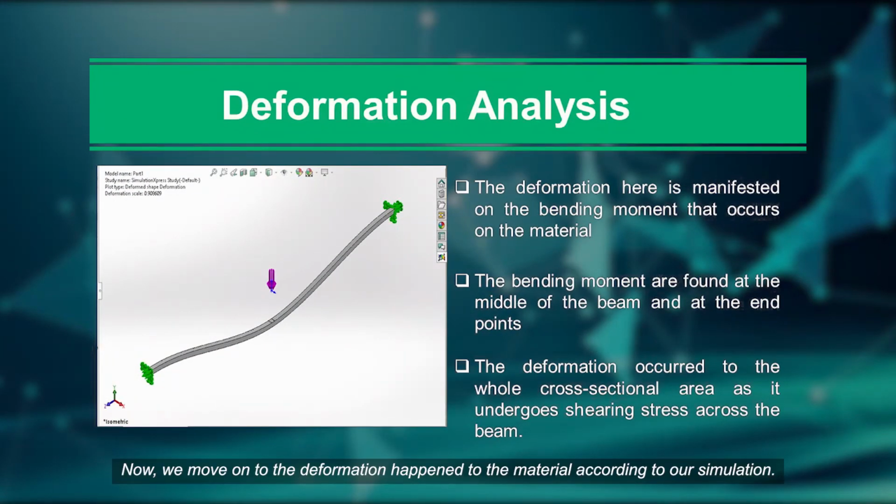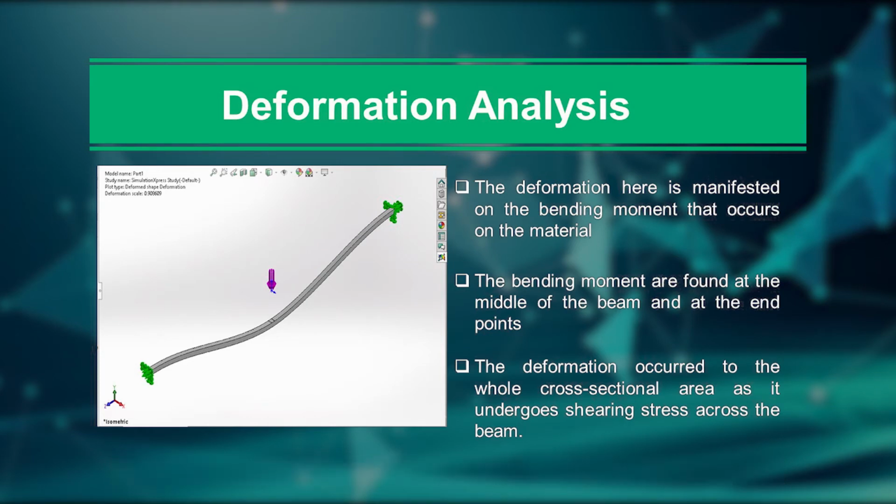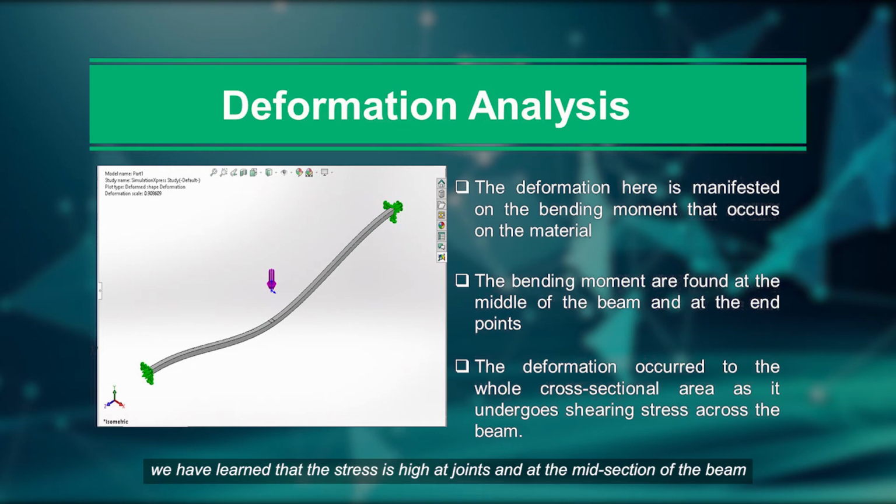Now, we move on to the deformation that happened to the material according to our simulation. In the recent discussion of the stress, we have learned that the stress is high at the joints and at the midsection of the beam, and the impact of the stress is evident in the deformation of our material.